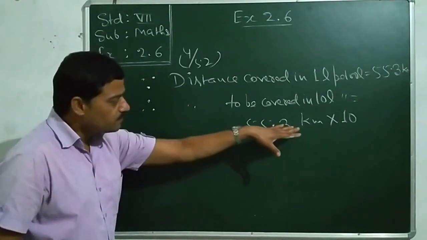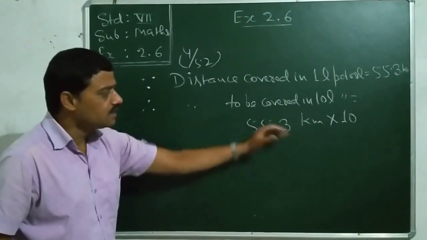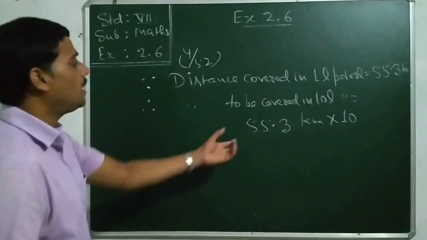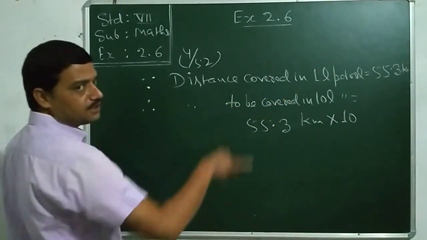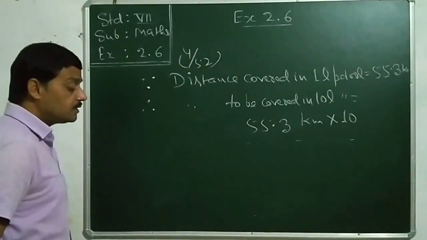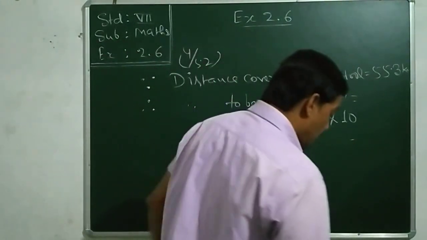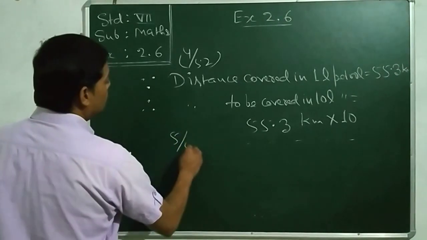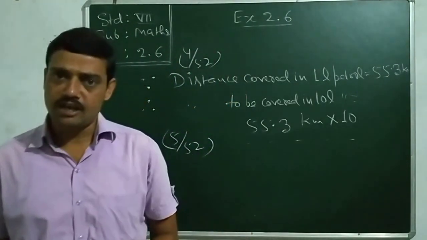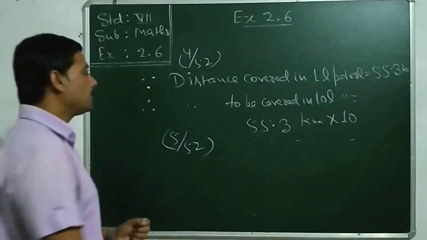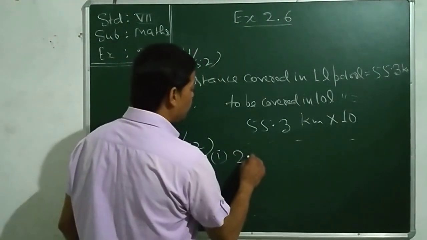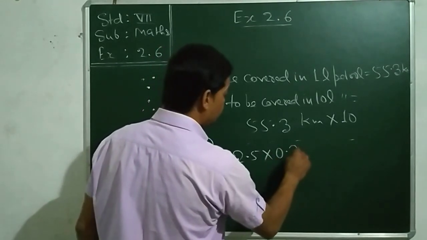After changing it into a fraction, reduce the 10 by 10 to the simplest term, and the resultant number is 553 kilometers. Find it yourself and come to the last sum, that is number 5. In the number 5 sum, two decimal numbers are given. You need to multiply the numbers. See the first one. The first is 2.5 into 0.3.